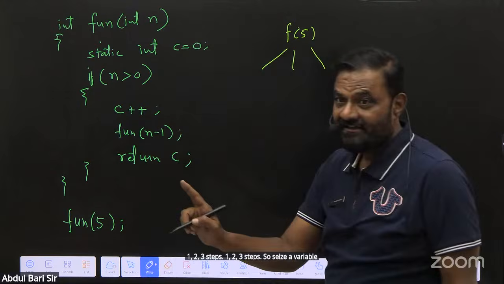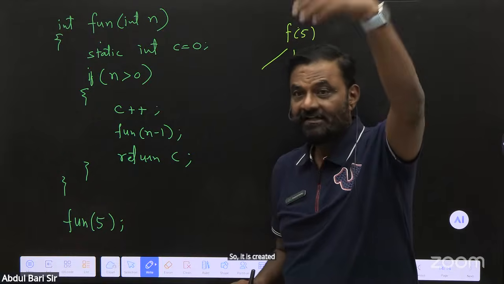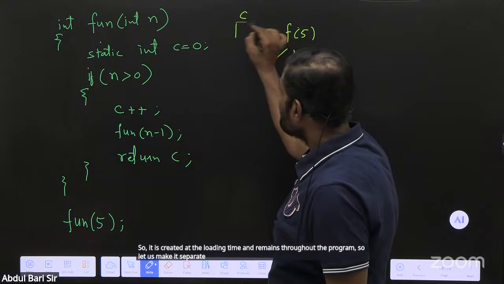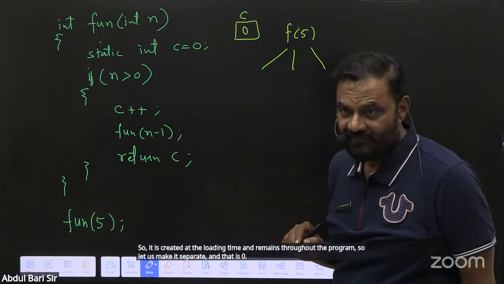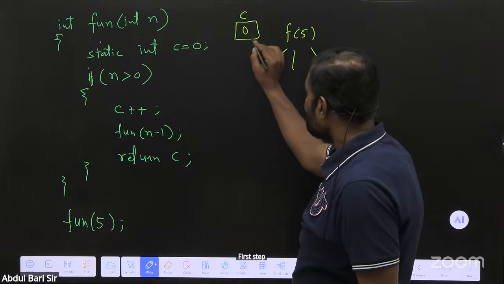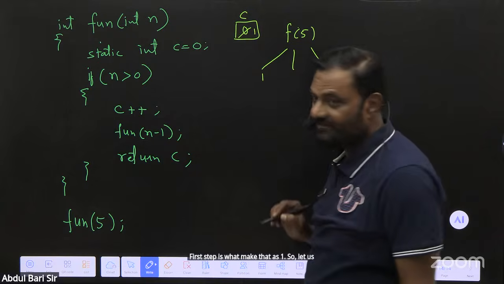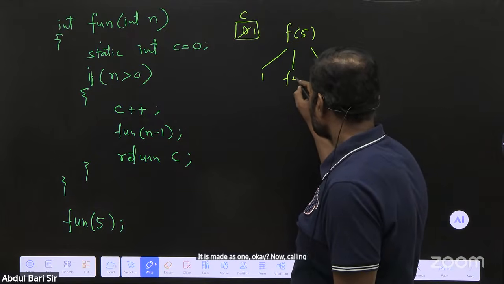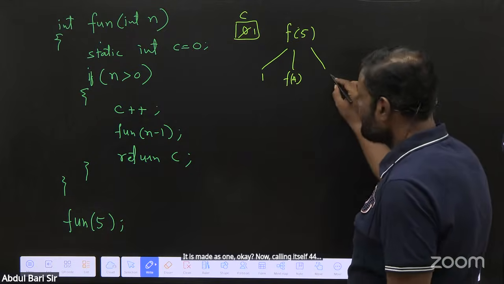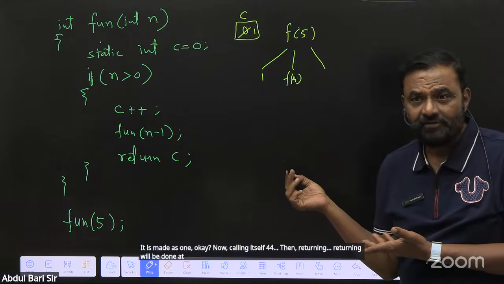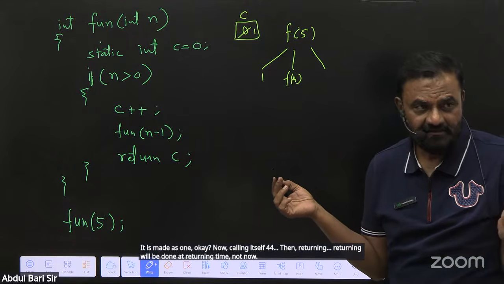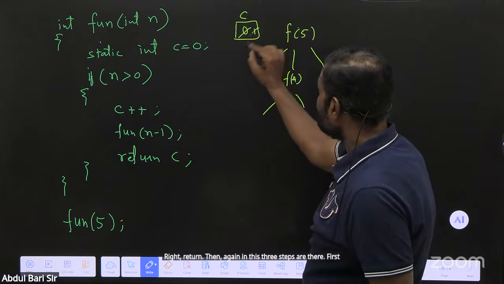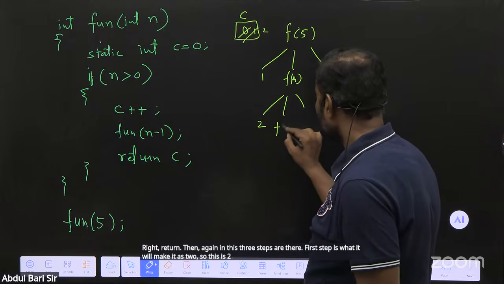As C is static, it is created at the loading time and remains throughout the program. So let us make it separate, and that is 0. First step is what? Make that as 1. Okay. Now calling itself for 4. Then returning will be done at returning time, not now. Then again, 3 steps are there. First step will make it as 2. Then calling itself for 3.